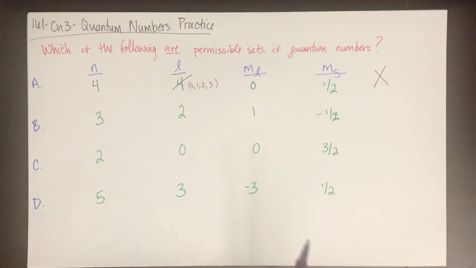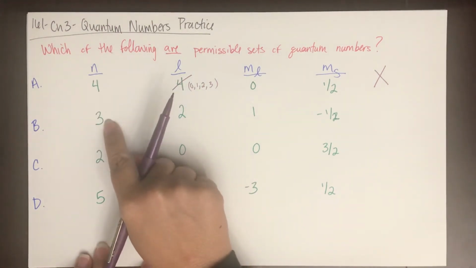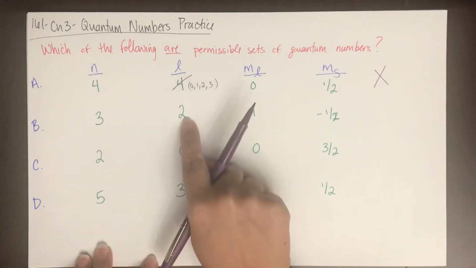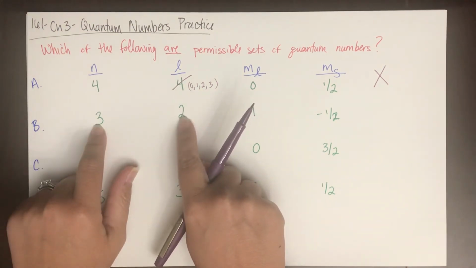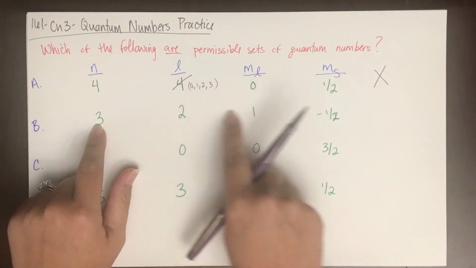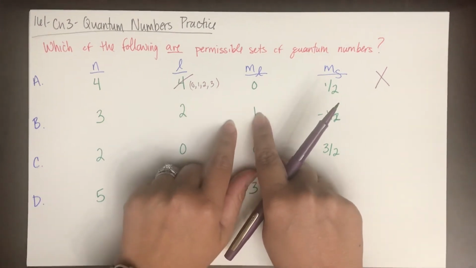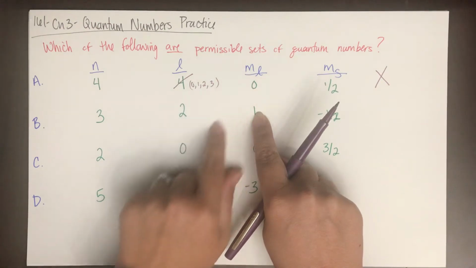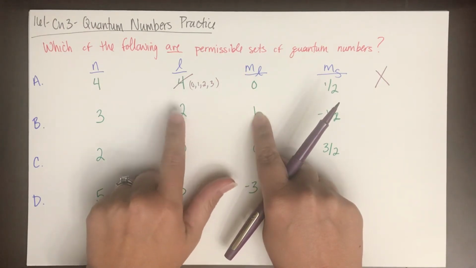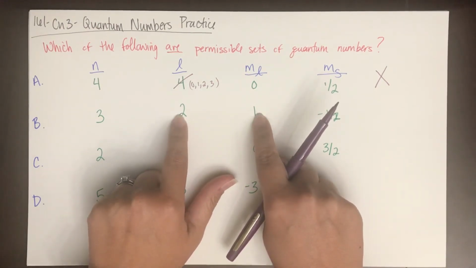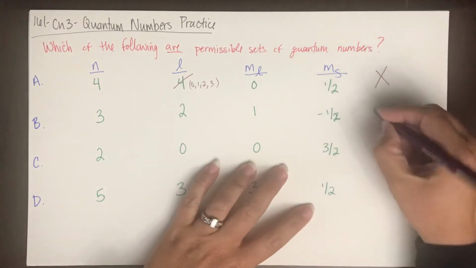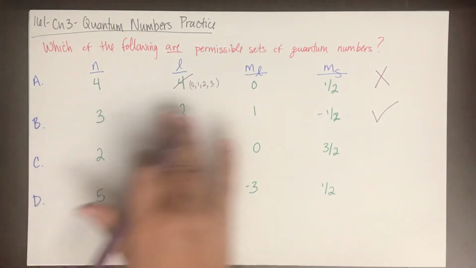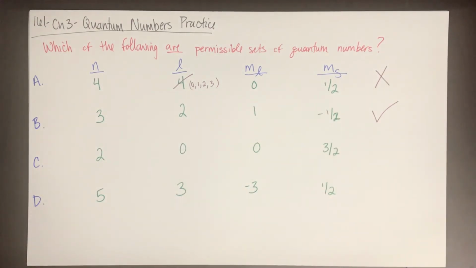All right, so let's look at the next one. N is 3, L is 2, that's fine. If N is 3, that means L can be 0, 1, or 2. M sub L is 1, that's fine, because M sub L can be anything negative L to positive L, so that works. And M sub S is negative 1/2. So all of these fit the rules, so this could be a possible set of quantum numbers for an electron.